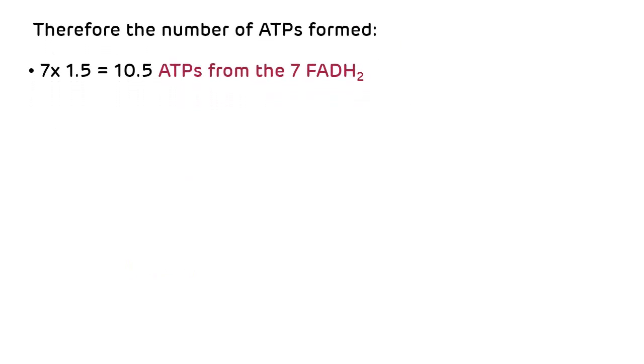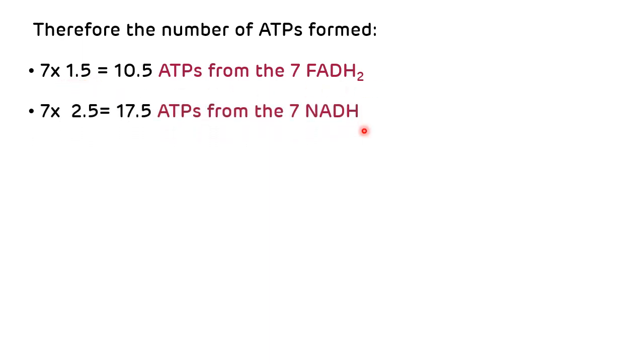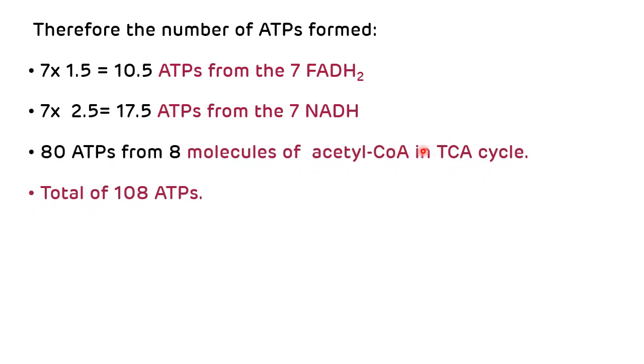The number of ATPs formed from the 7 molecules of FADH2 is 10.5 ATP, because 1 molecule of FADH2 gives rise to 1.5 molecules of ATP. Then there is the synthesis of 7 molecules of NADH. At the end, 7 molecules of NADH will give 17.5 ATP, because 1 molecule of NADH gives rise to 2.5 molecules of ATP. And the 8 molecules of acetyl-CoA, which will enter into the TCA cycle, will give rise to 80 molecules of ATP. So there is a synthesis of a total of 108 ATPs.